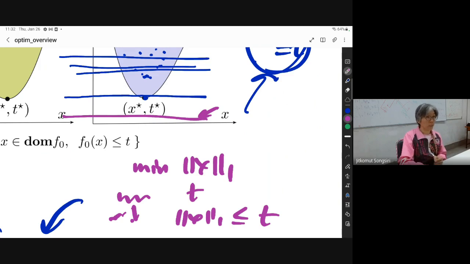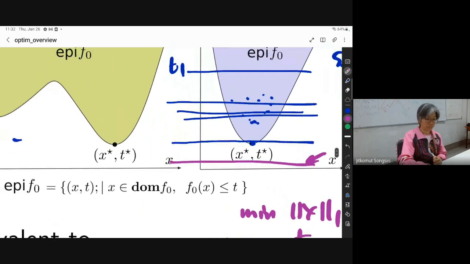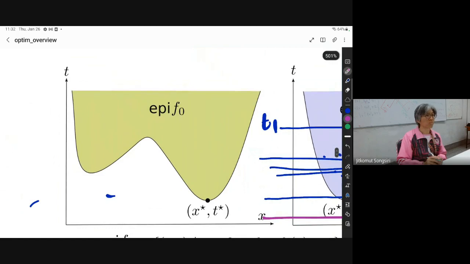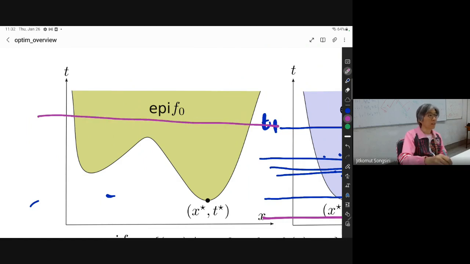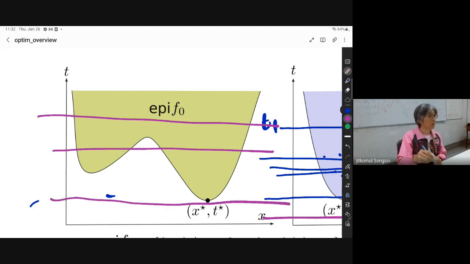It also works with non-convex formulation. Is it true? This is my non-convex f. Is this the optimum t yet? Not yet. Is this the optimum yet? Yes. This is the global minimum.